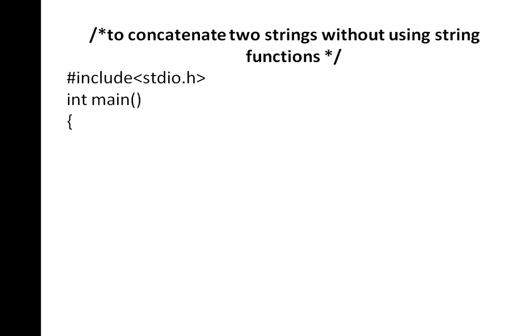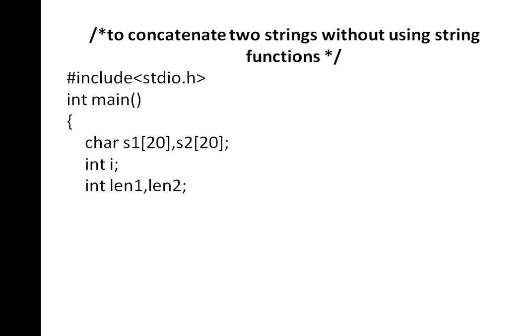Okay, so we are going for manual code instead of using a library function. To concatenate two strings, again we go for two character arrays called s1 and s2, s1 of 20 and s2 of 20, and we are using len1 and len2, because here we need to read two strings.